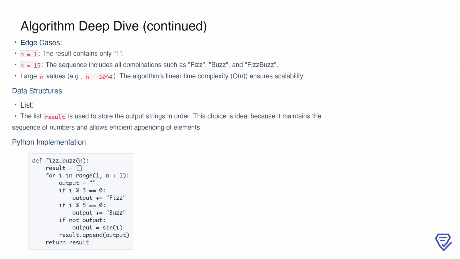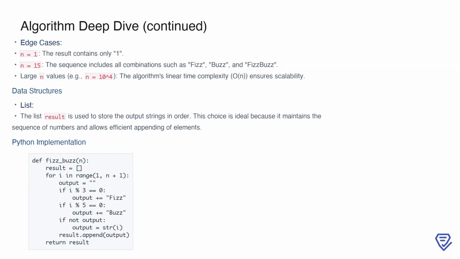For n equal to 15, the sequence includes all possible outputs, such as fizz, buzz, and fizzbuzz. For larger values of n, like 10,000, the algorithm remains scalable due to its linear time complexity of O(n). This ensures that the solution can process even large inputs efficiently. Let's also consider the data structure used here.